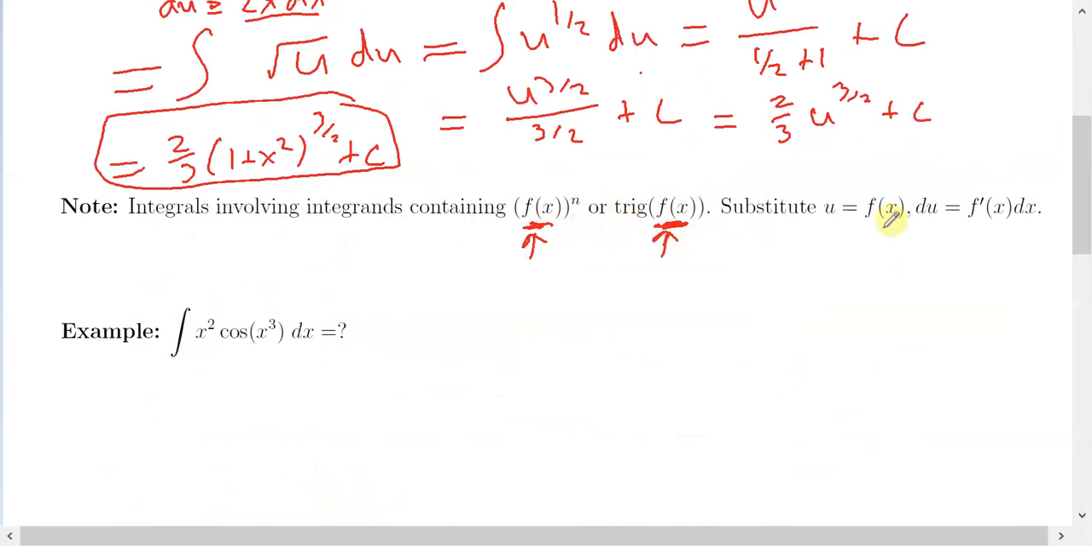Now, a u substitution will work if we substitute for f as long as an f prime is somewhere in my integrand as well. It doesn't have to be exactly f prime, as we'll see, but the variable part has to match up with my derivative of f. So that's our goal. Look for an inside function raised to the n, or an inside function inside of a trig function, and make a u substitution.